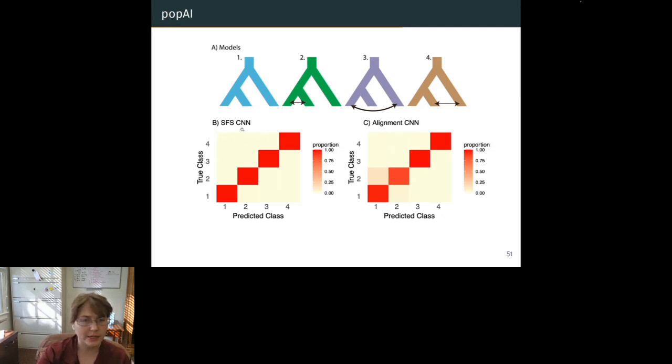First, we trained a convolutional neural network to analyze our site frequency spectra. And so the input into this neural network is joint site frequency spectra for each pair of populations in the model. And we found that we had really high accuracy. So on the y-axis here, we have the true class, and on the x-axis, we have the predicted class. And so in this case, we had an almost 0% error rate. We had a couple of errors between models that differ only in the presence of gene flow between closely related populations.